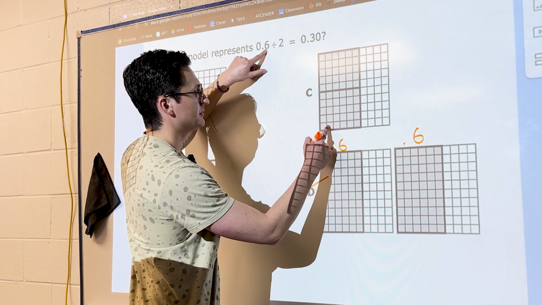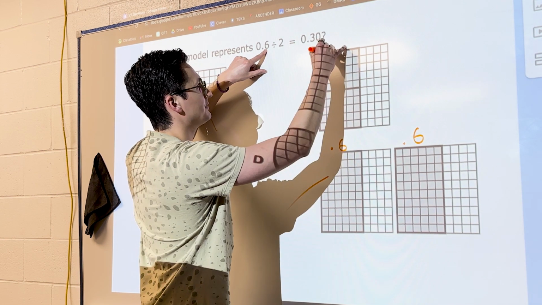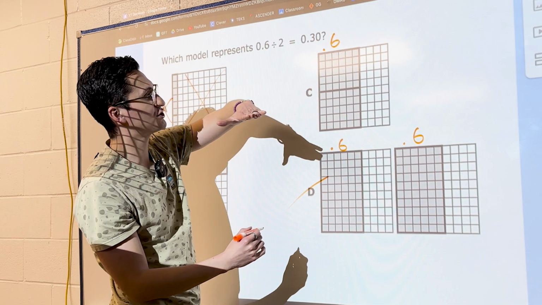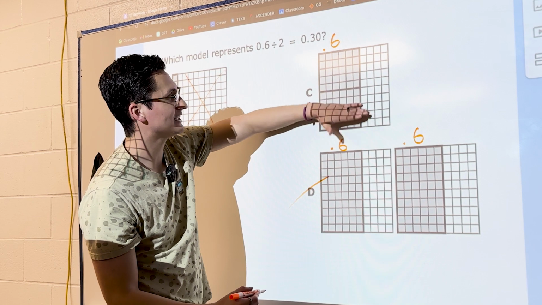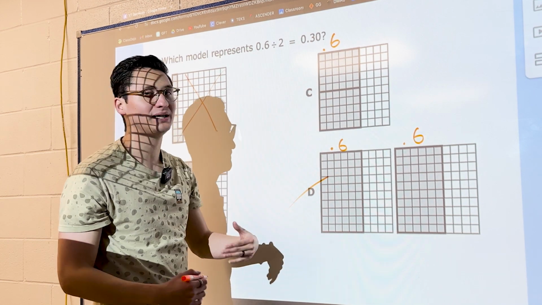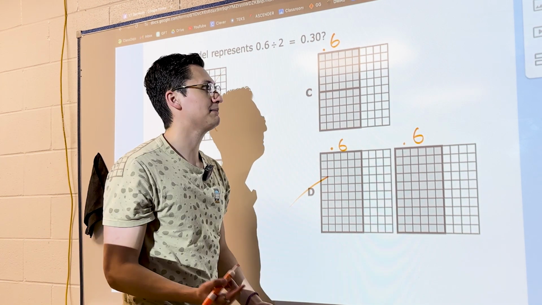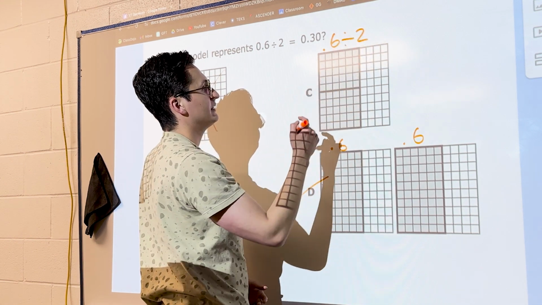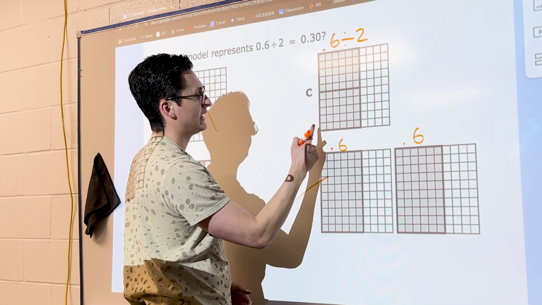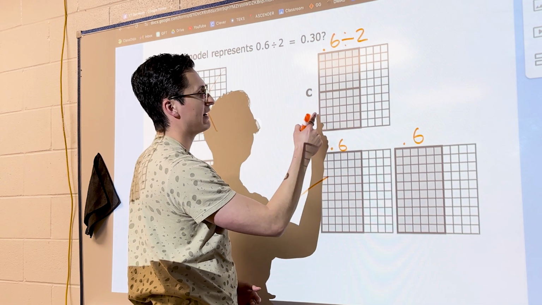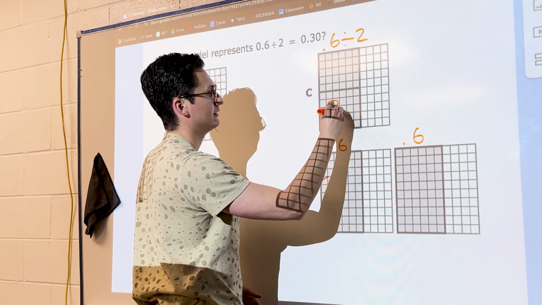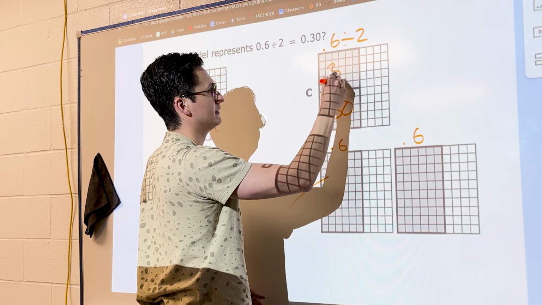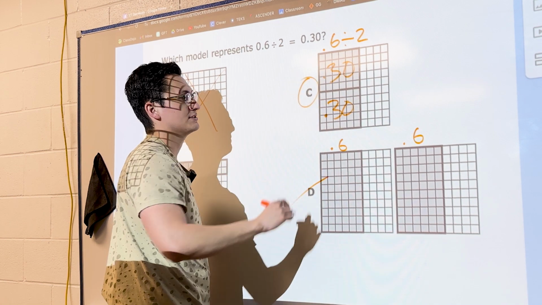But let's check out this last one. 0.6, 1, 2, 3, 4, 5, 6, 0.6. And it looks like they're chopping it right in the middle. It looks like they're cutting it in half. It looks like they're what? Dividing by 2. And then we count 1, 2, 3, 4, 5. 1, 2, 3, 4, 5, 6. 0.30. So that would be the answer.